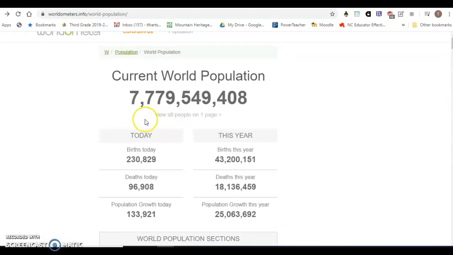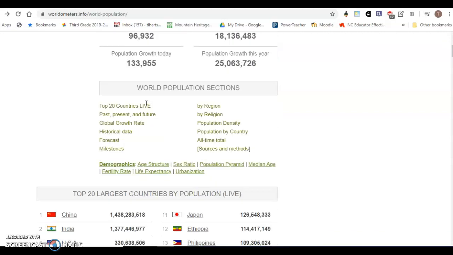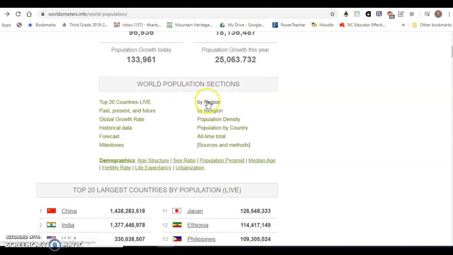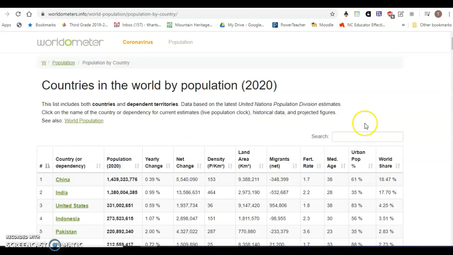You can see that we've talked about the fact that we reached world population 7 billion in 2011. You can see that we're getting closer and closer to 8 billion with our current world population. Let's scroll down here and let's look at world population by country.